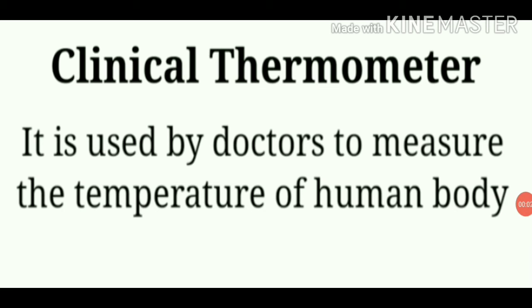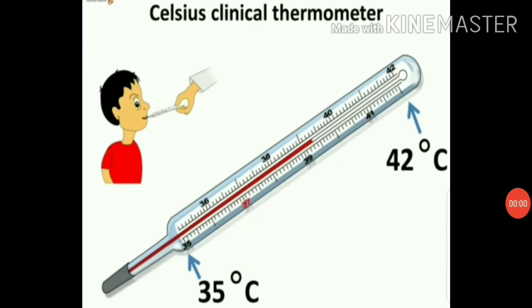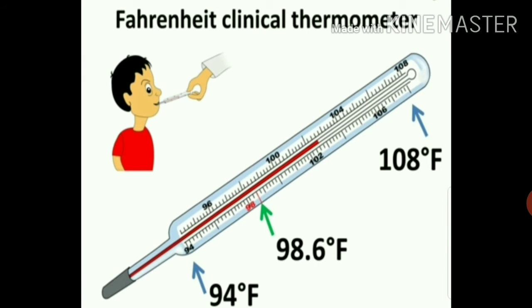Students, let's talk about the clinical thermometer. The clinical thermometer is used by doctors to measure the temperature of the human body. The scales of temperature range from 35 degrees Celsius to 42 degrees Celsius and from 94 degrees Fahrenheit to 108 degrees Fahrenheit. The temperature of the human body always remains within this range.